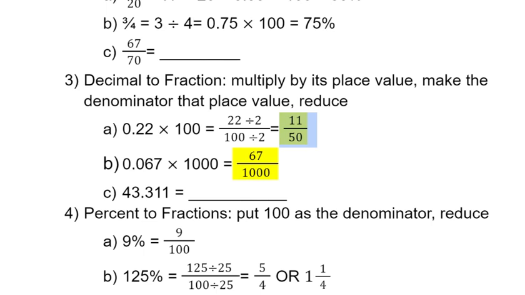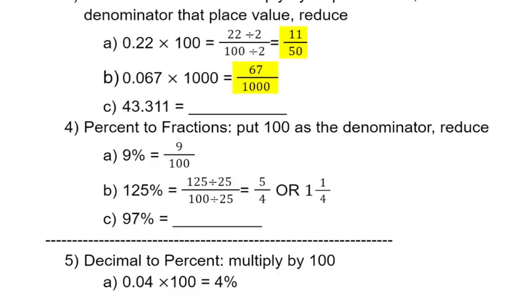And the next example is 67 thousandths. And we're going to multiply that by 1,000 because that's the place value, and the denominator is going to be 1,000. And once we move the decimal point 3 times to the right, because there are 3 zeros in 1,000, we're going to get 67. And that's going to be our final answer.